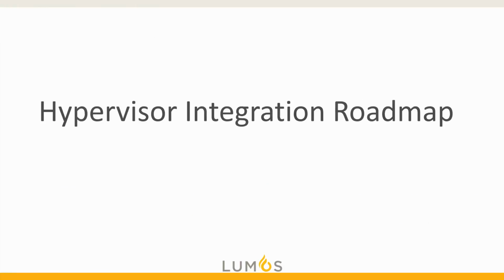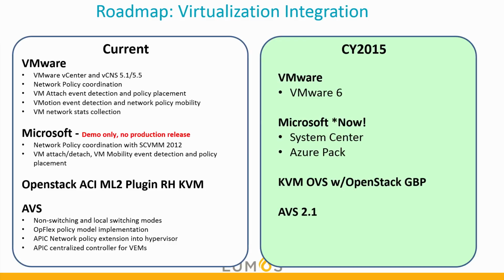And then just briefly taking a look at the hypervisor integration roadmap. Some of this is current, so a couple of things here are not current, specifically that Microsoft is demo only. I forgot to take that out. That's now available with both System Center VMM and Azure Pack. KVM, Open vSwitch on Red Hat KVM with the OpenStack group-based policy plugin is now available as well. And AVS 2.1 is coming soon. VMware 6 support is coming very soon.